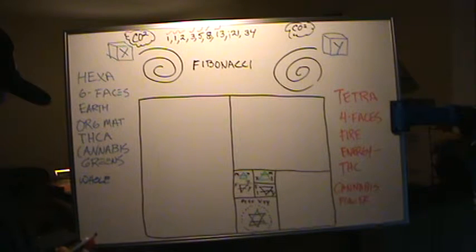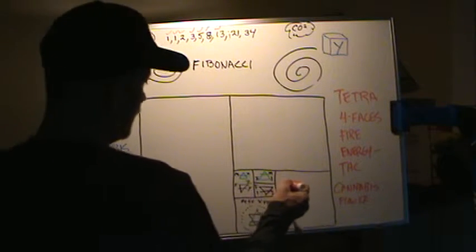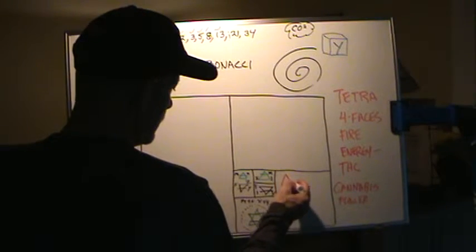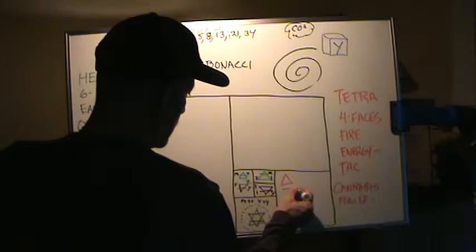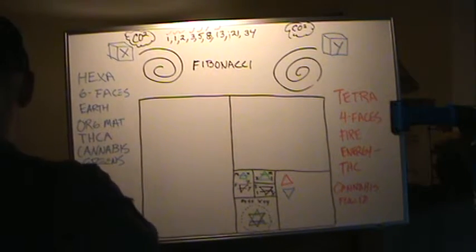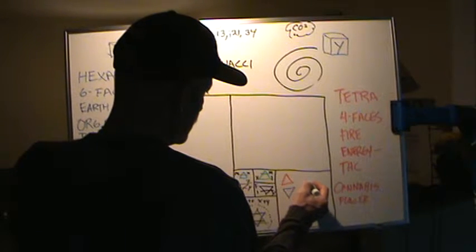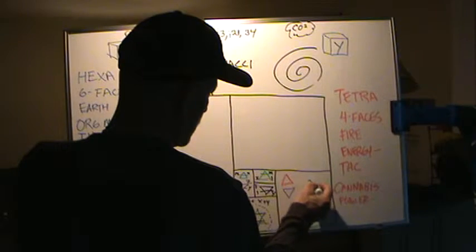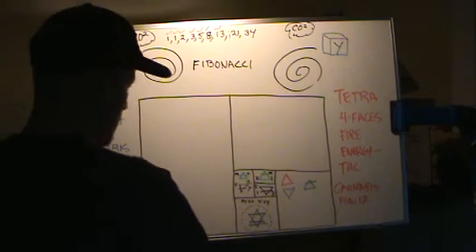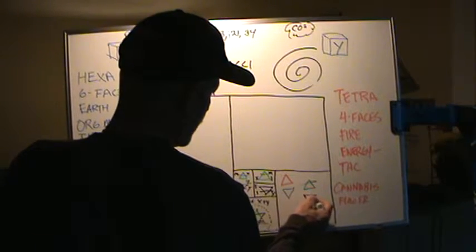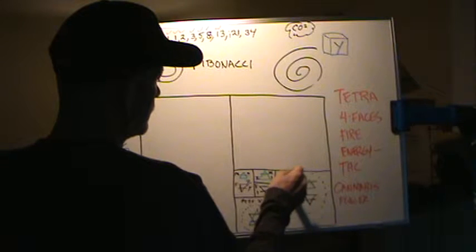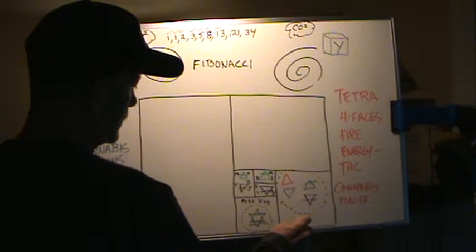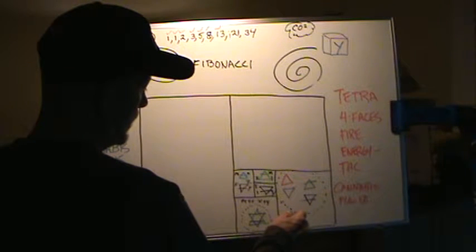and next we bring in fire, water, along with our earth, air, and this becomes the three-dimensional star tetrahedron.